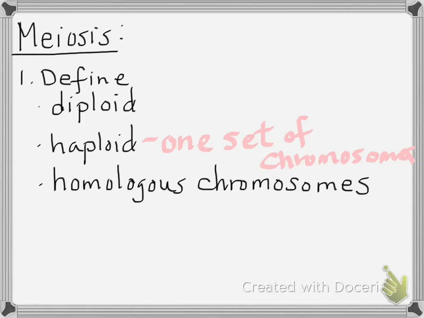Okay, this means that they're in a pair and they carry information for the same traits. Homologous. You're always in a pair. They show up in pairs, and they carry info for the same traits.